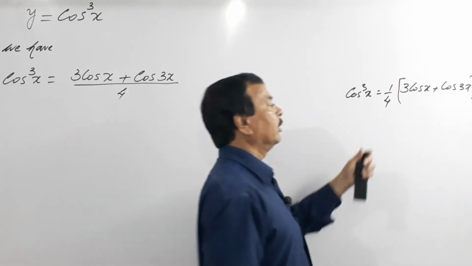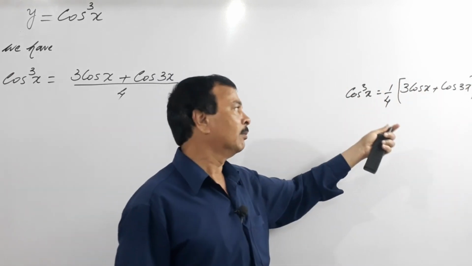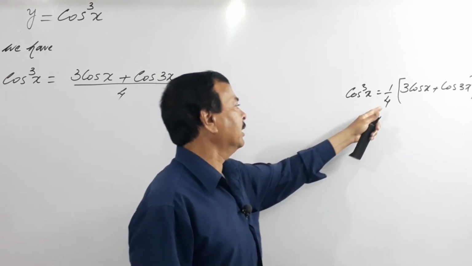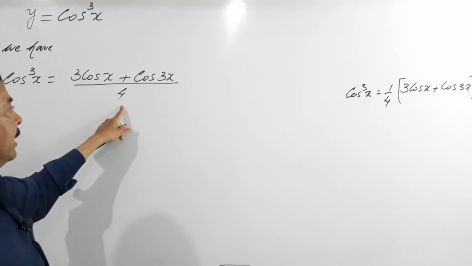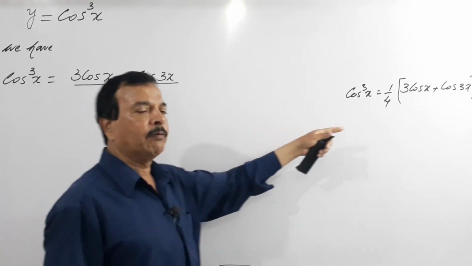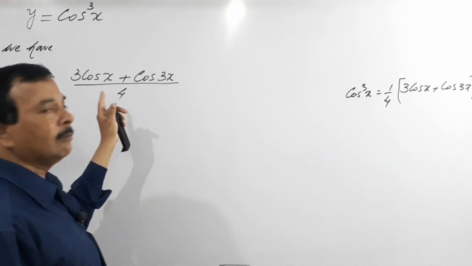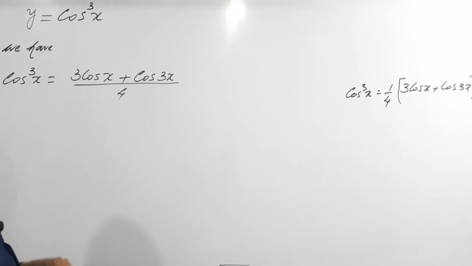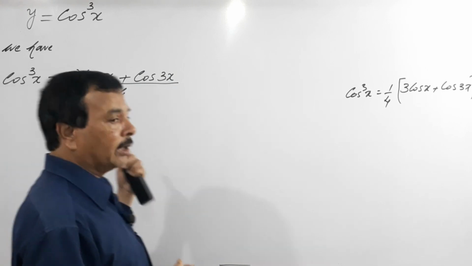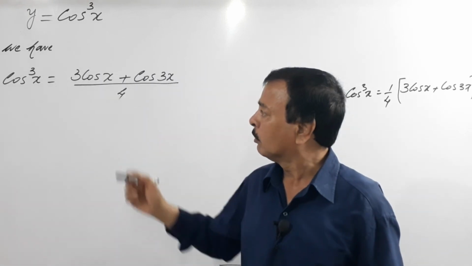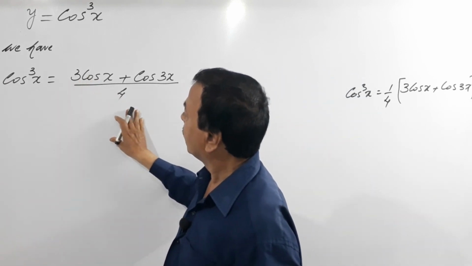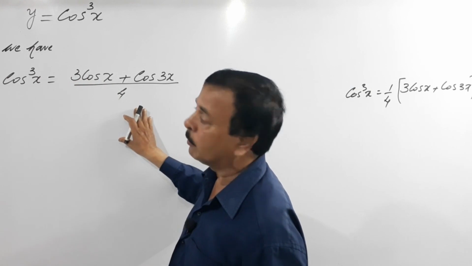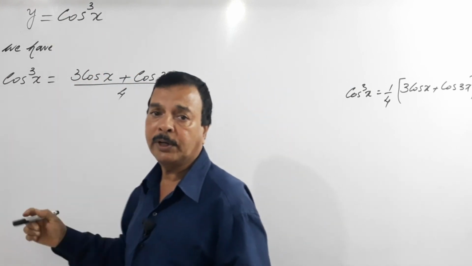This is how you get the formula in textbooks, but instead of writing this 1 by 4 separately, I have written it like this so that you remember it. That's the idea behind this, because 1 by 4 you may forget. So if you write like this, it will be convenient for you. Later on you can do it. Now it is easy to find. Now we'll replace cos cube x with this sum rule.